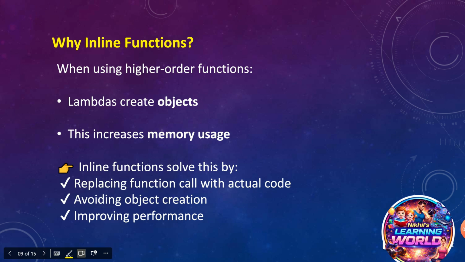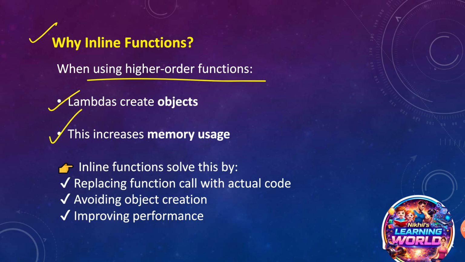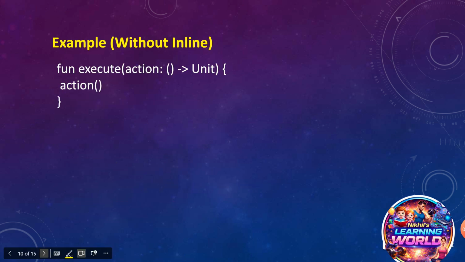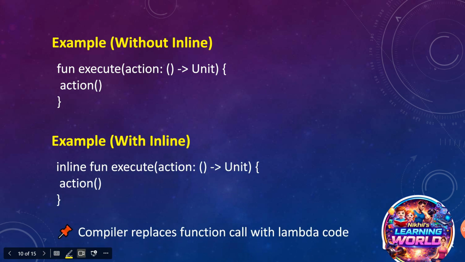So why use this inline function? By using higher order functions and lambdas, you create an object. This increases memory usage. The inline function solves this by replacing the function call with the actual code. It avoids object creation; we're not required to create an object, but we can still call that function. So it improves performance. Obviously if we don't create an object, we avoid that memory use and pass directly, so at the backend it improves performance, right?